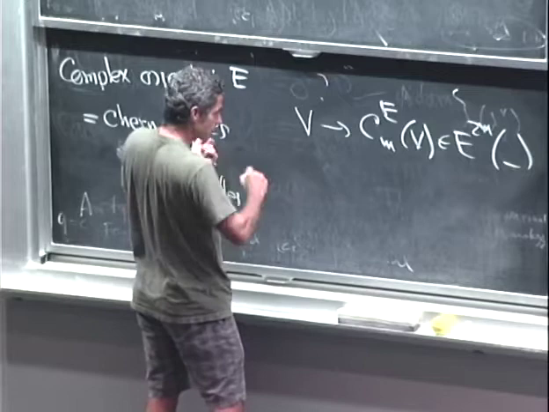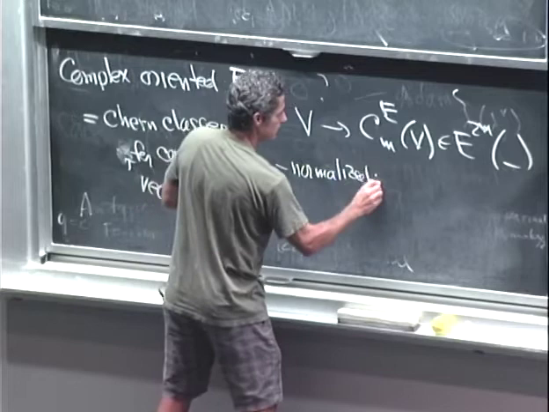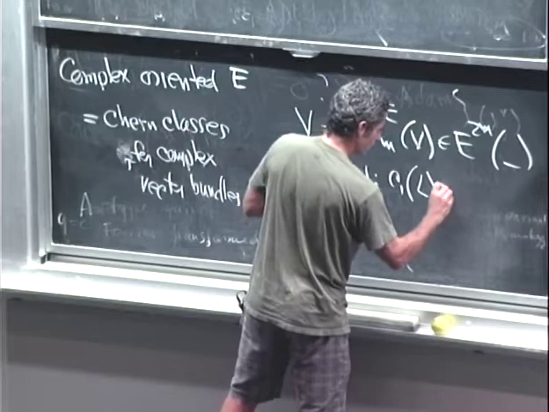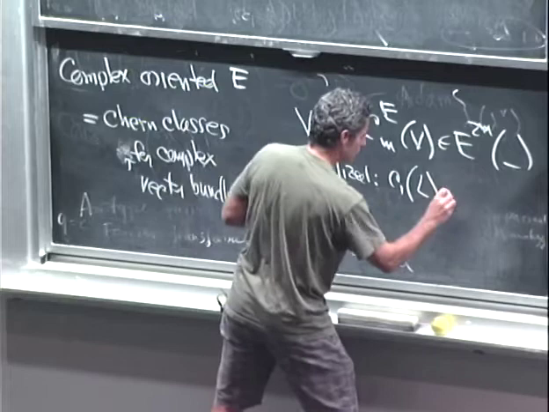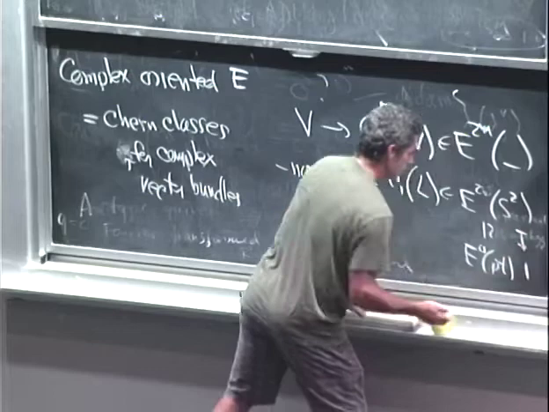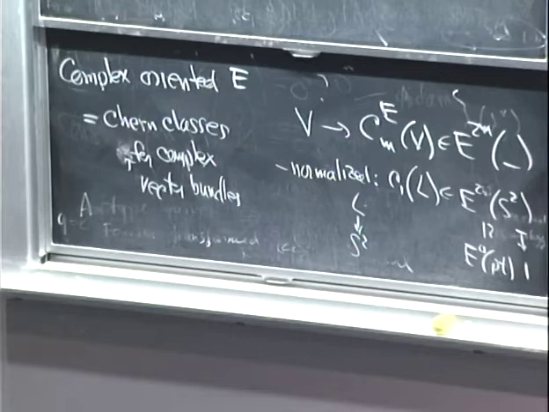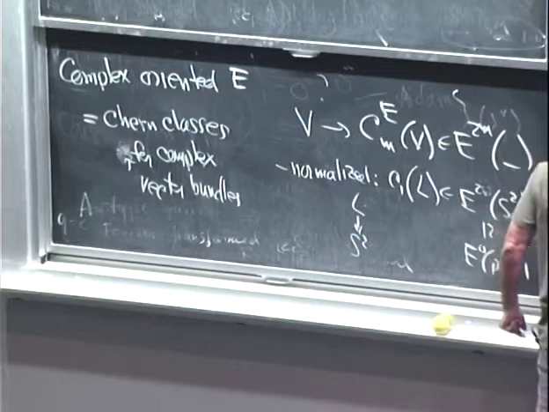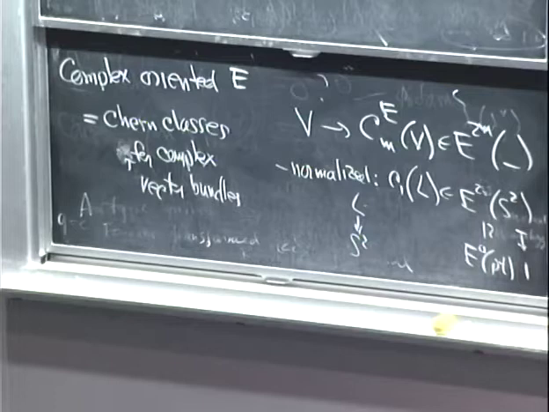So they're normalized, meaning c_1 of the tautological line bundle over the 2-sphere, over P^1, corresponds to the unit in E^0 of a point. So the theory's normalized. They're natural, and they have a Cartan formula. And then this is enough already to imply that there's a formula for the first Chern class of a tensor product of two line bundles.